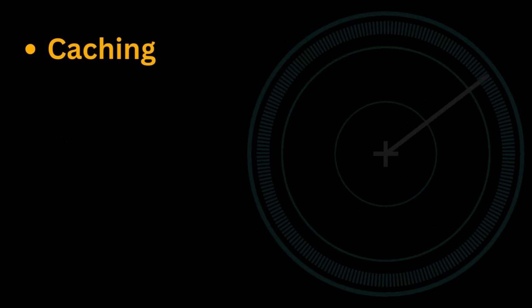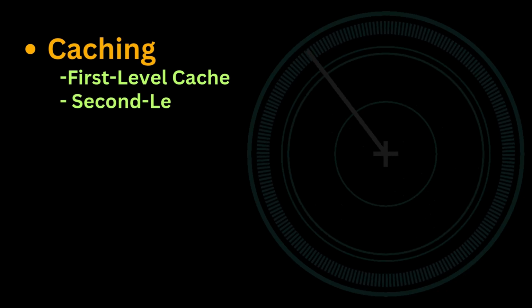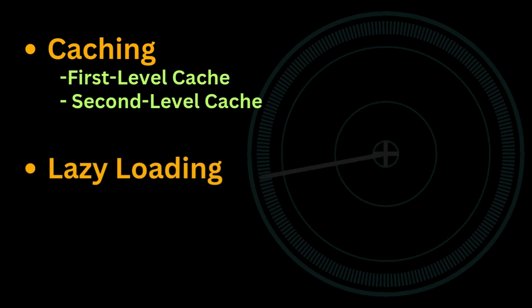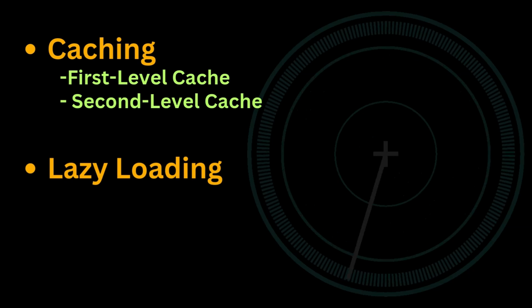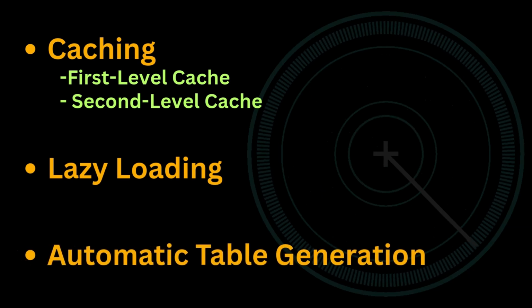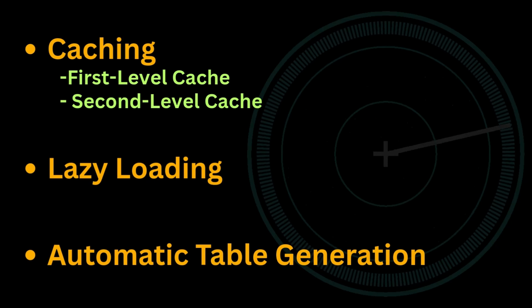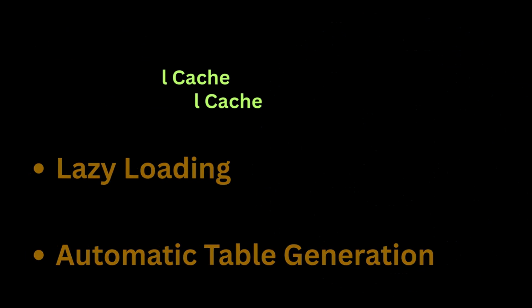Caching includes a first-level cache, active by default for each session, and an optional second-level cache, which can be shared across the entire application. Caching reduces the number of times the application needs to hit the database, significantly speeding things up. Automatic table generation. For development and testing, Hibernate can automatically generate the database schema directly from your Java entity classes. What is an entity?